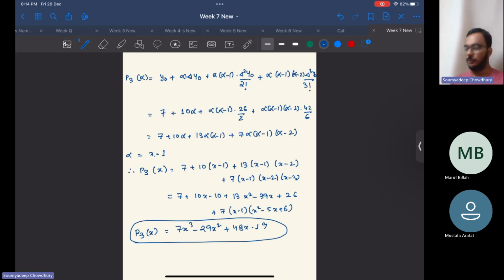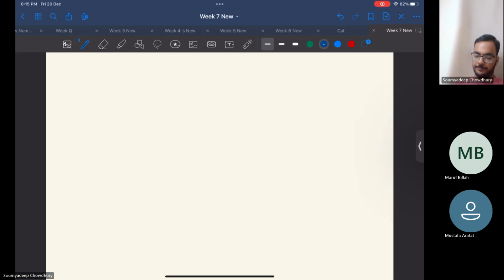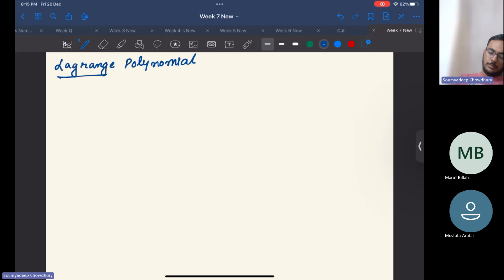I hope it is clear to you. If it is clear, then now we'll move to the Lagrange's interpolating polynomial. We have two more topics for today, the Lagrange's interpolating polynomial and the Newton's divided difference. So this was one interpolating polynomial formula, which was Newton's interpolating polynomial. Now we have the Lagrange interpolating formula.